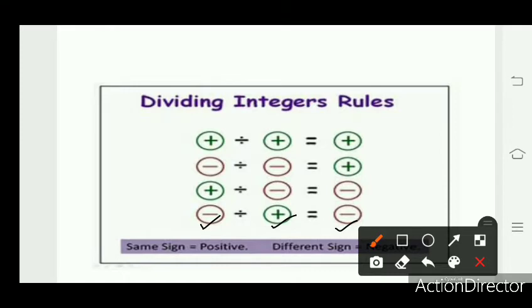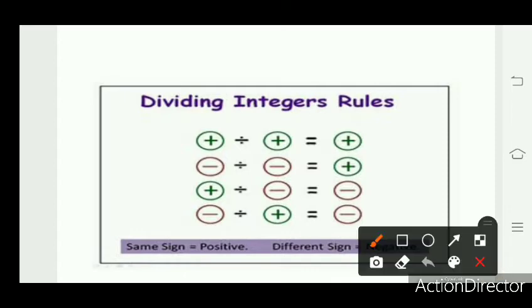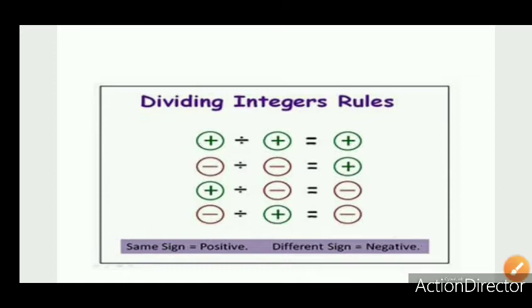Now remember one point here, student. Same sign equal to positive and different sign equal to negative. So here we get the same sign, it means positive. These two signs are different, so we get negative. Now these two signs are different, so we get negative. It means with the same sign, we get our quotient positive, and when the signs are different, we get negative.